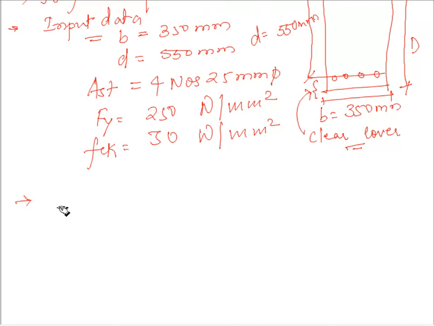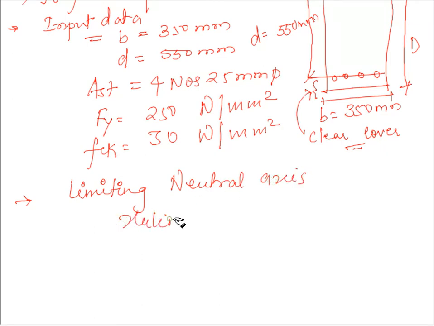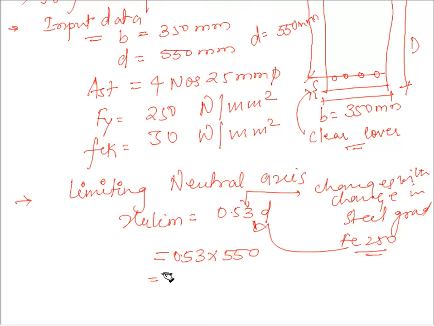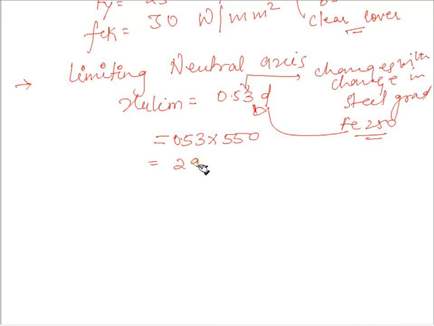Next, we need to calculate the limiting neutral axis. For Fe250, xu limiting has a different formula, which is 0.53 d. This coefficient changes with the change in steel grade. Here we have Fe250, so it is 0.53 d. With the effective depth of 550, 0.53 into 550 is equal to 291.5 mm. So this is xu limiting.